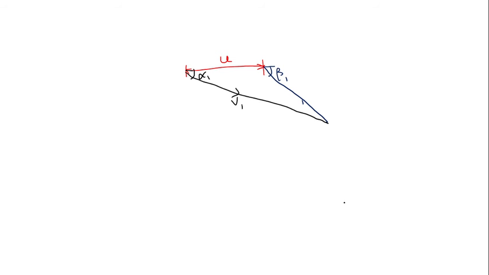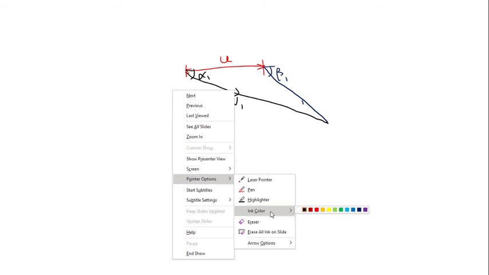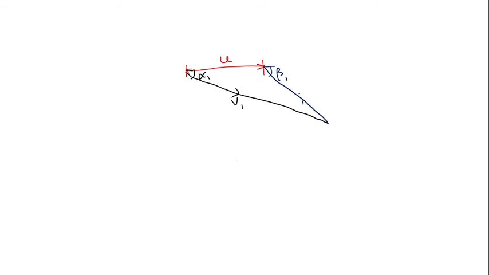Is this fine? Have you understood this point first? From this point alpha 1 and V1, from this point beta 1 and VR1. Okay, this is VR1. Have you understood this point first? Okay. Yes, sir. Now the extension here.